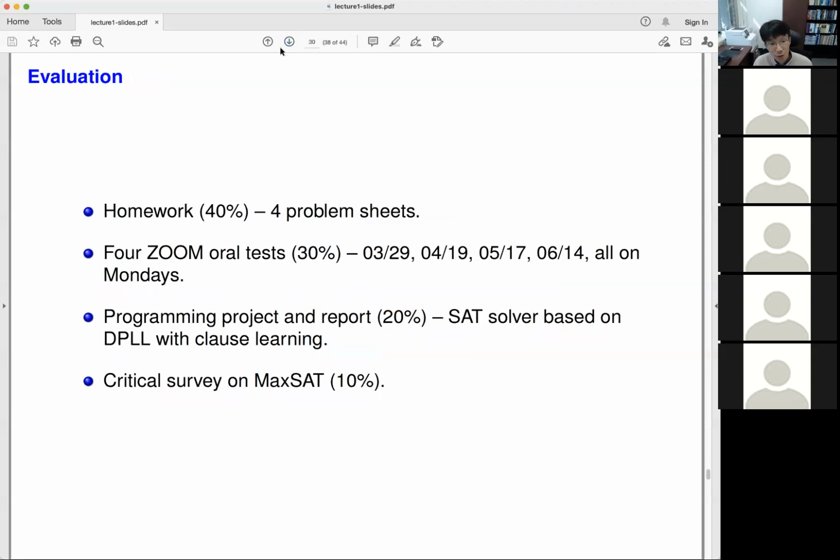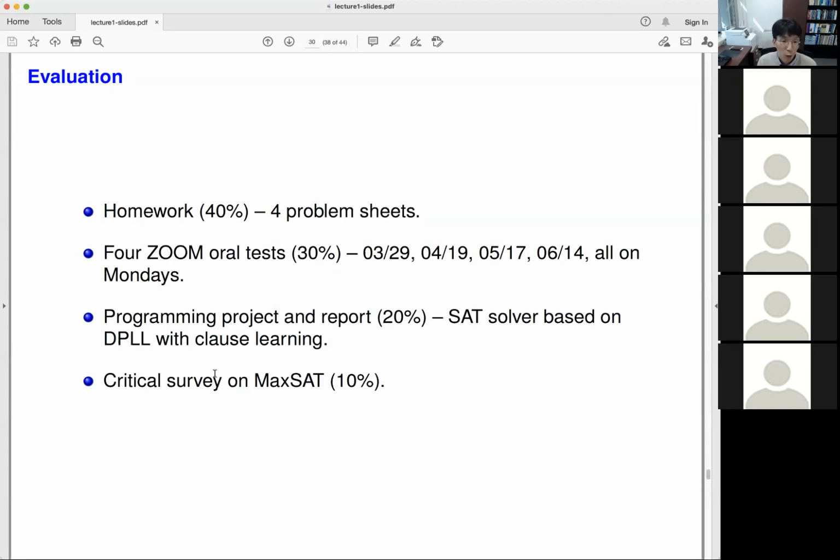The evaluation will be based on these 4 items. The first is homework. There will be 4 problem sheets, and they will account for 40% of the total marks of the course. There will be 4 Zoom oral tests, and they will account for 30%. The Zoom oral tests will happen on those 4 days. 2 of them, April 19th and June 14th, are in the middle of either the midterm or final exam period. The other 2 are just normal non-exam periods.